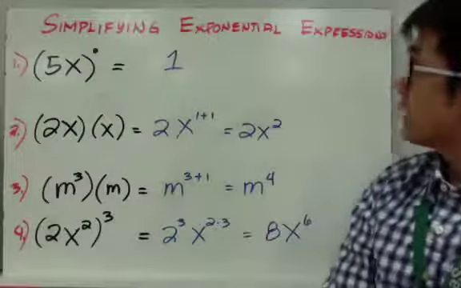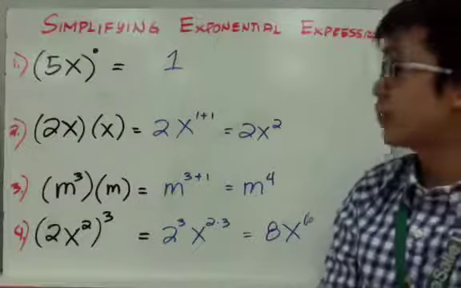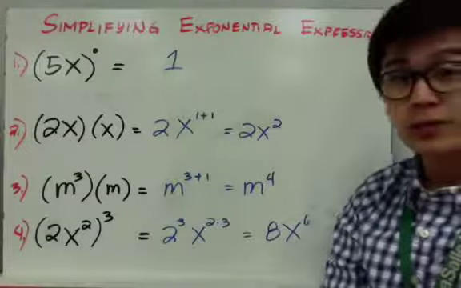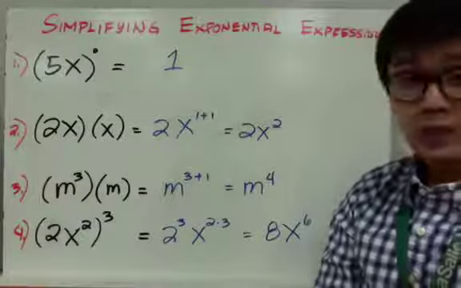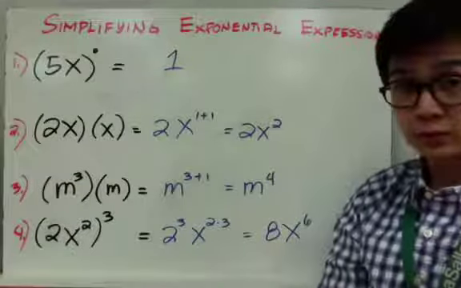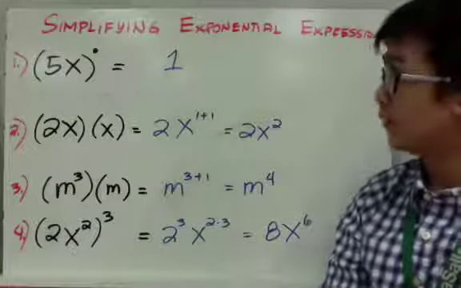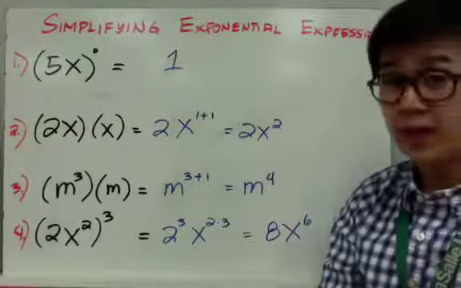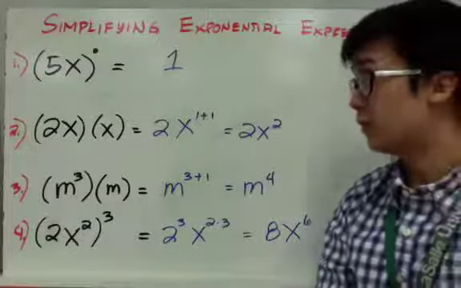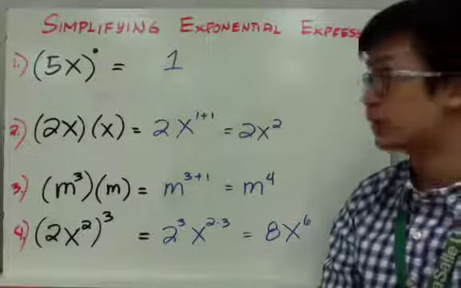Now, mag-simplify naman natin itong mga exponential expressions na to. So, for number 1, tulad ng sinabi ko sa first law or second law, any number or any expression raised to 0 is 1. So, kung meron kang 5x raised to 0, 1 rin lang yung sagot niyan. So, kung meron kang 25xyz raised to 0, it's also equal to 1.